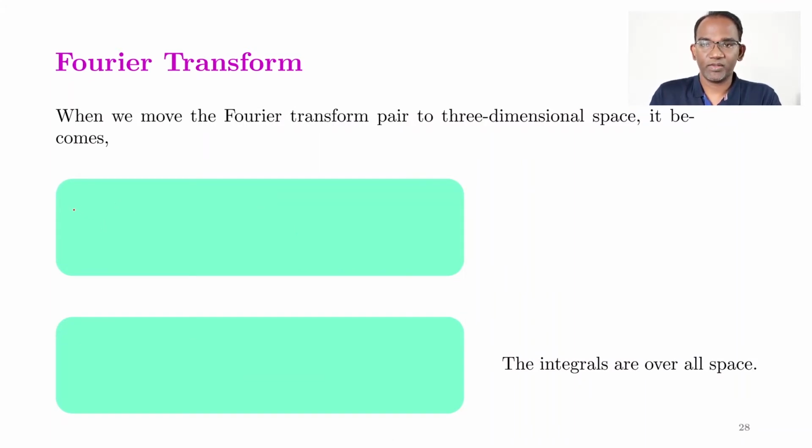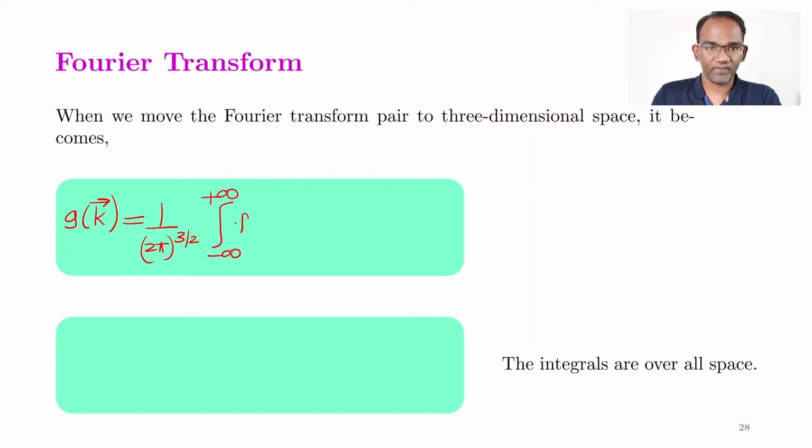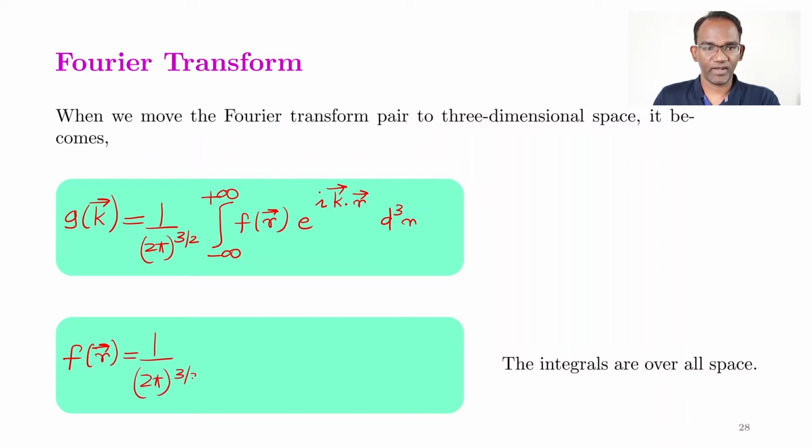We move the Fourier transform pair to the three dimensional space as g(k) equal to 1 over (2 pi) raised to 3 by 2, integral minus infinity to plus infinity f(r) e raised to i k dot r, then d cube r. And the inverse transform is f(r) equal to 1 over (2 pi) raised to 3 by 2, integral minus infinity to plus infinity g(k) e raised to i k dot r with a negative sign, then d cube k. And the integrals are over all space.